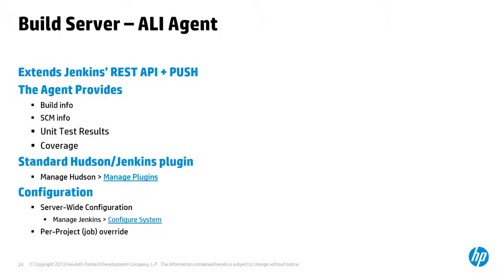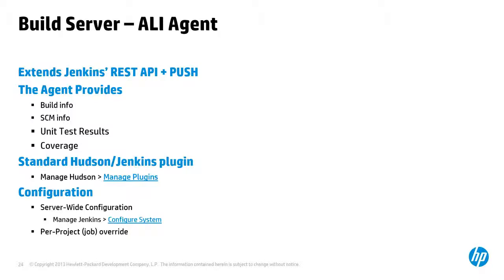Uploading the ALI agent, or installing it, is quite simple. It's different for different build servers, but for Hudson or Jenkins, it's very simple. We have implemented the ALI build agent as a standard Jenkins plugin, so you can just download the plugin and install it in a standard way. There is no difference from any other Jenkins plugin. For any Jenkins administrator, it will take only seconds to install the ALI build plugin.